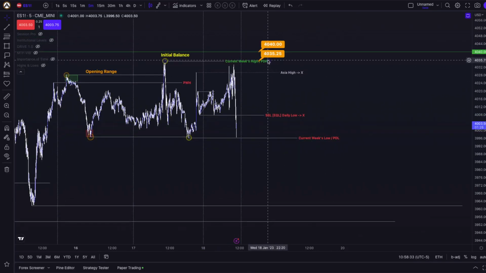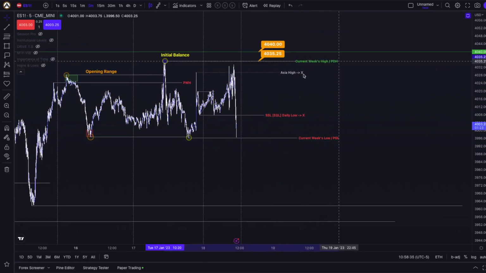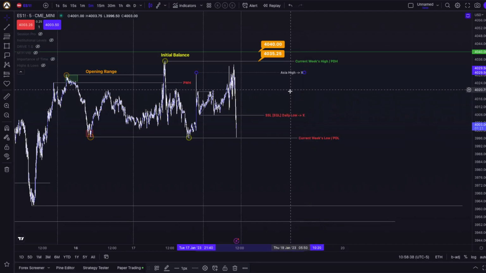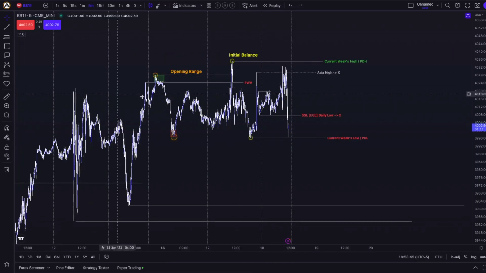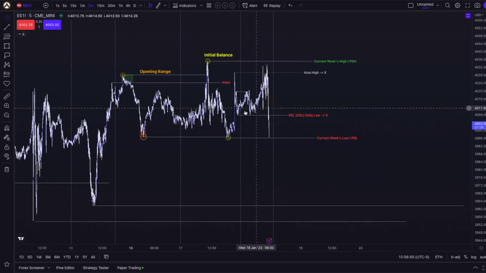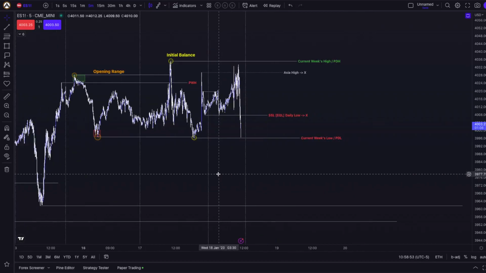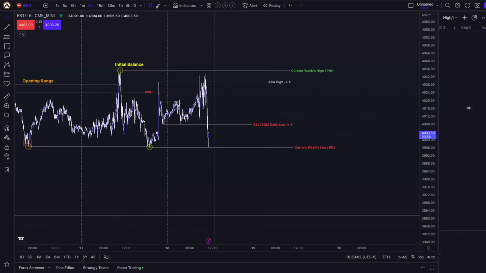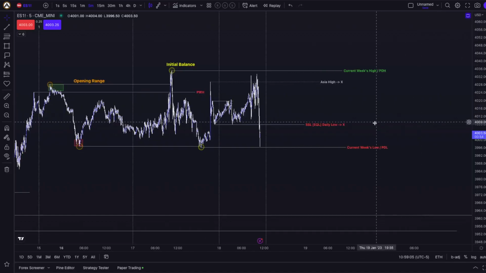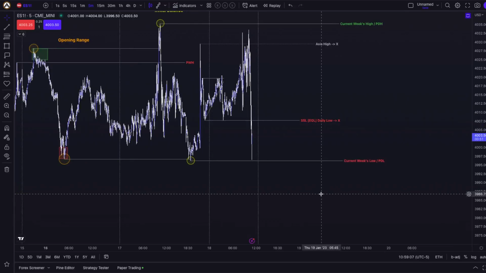Our Asia high that we took out, our current high of the week right here. Asia high, sell side liquidity, both of them have been taken out. We did not reach our buy side liquidity targets by ICT. We have our initial balance high, our Tuesday's high, previous day high, current week's high. Just mentioning all that. Opening range low has been broken on Tuesday, and on Tuesday we currently formed our previous day low and our current week's low, so this would be the overall sell side liquidity target, at least for today's range.